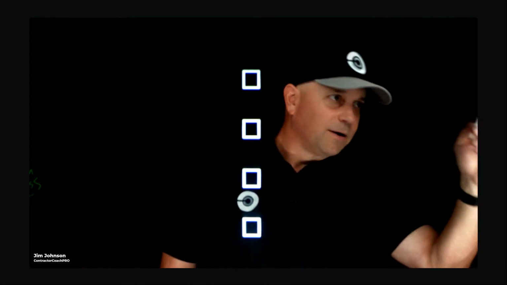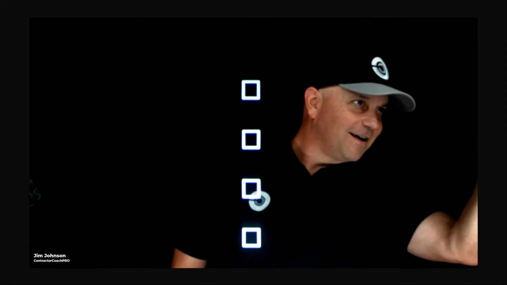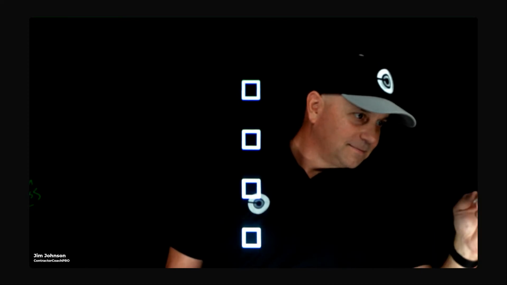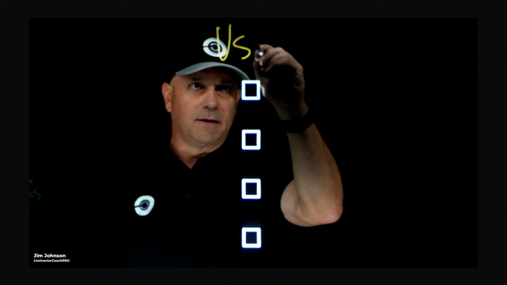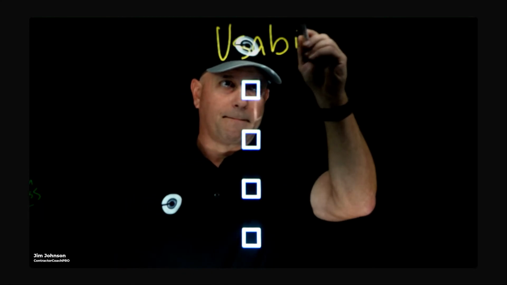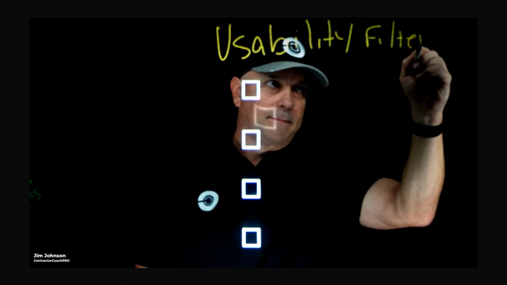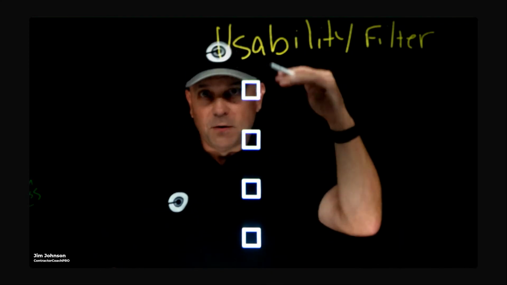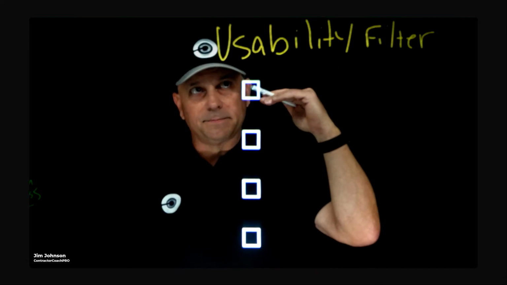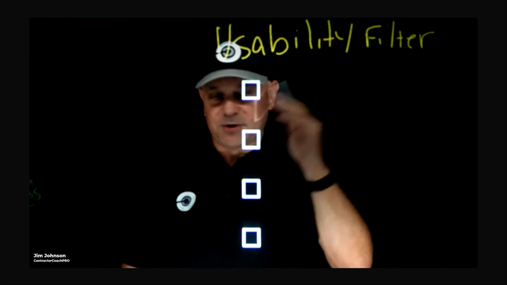And this is what we call the usability filter. So this usability filter helps you filter through by least important to most important what we should be doing. I'm sorry, most important to least important.